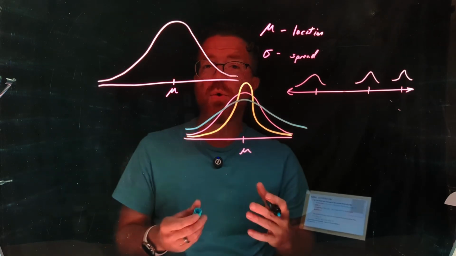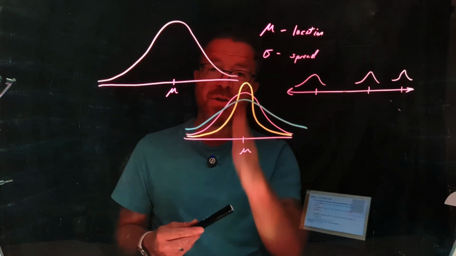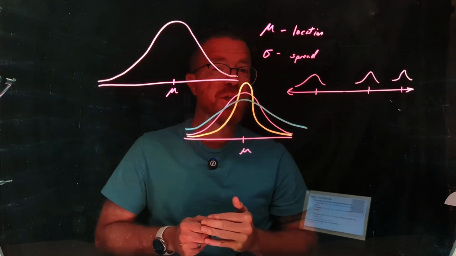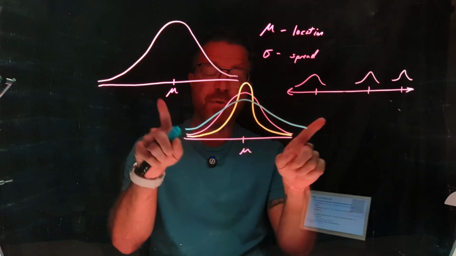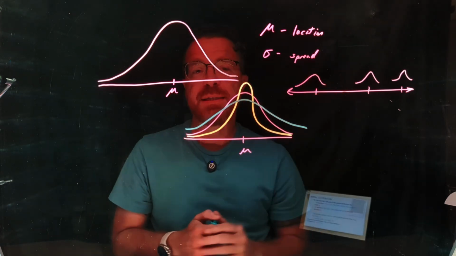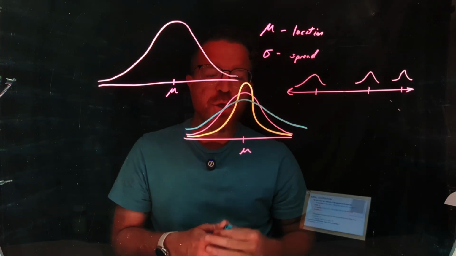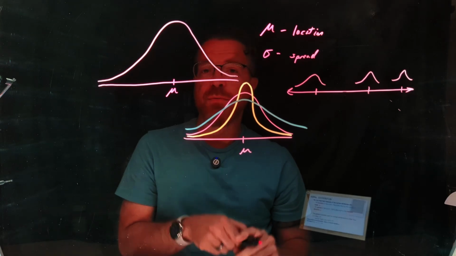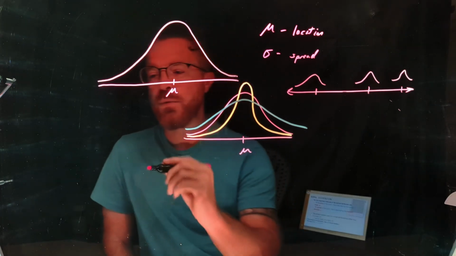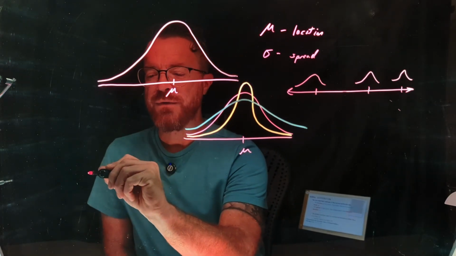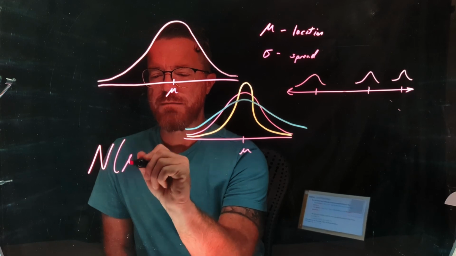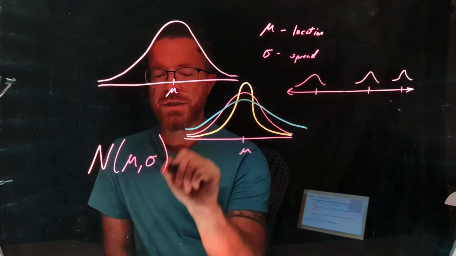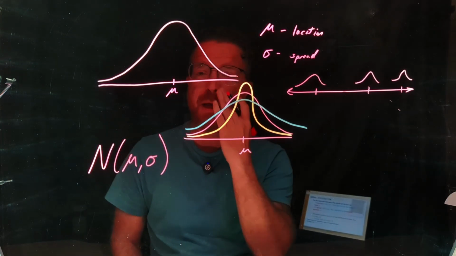All of these would be normal distributions which are centered at this point mu. They're in the same position, but they have different spreads based on this standard deviation. So in general, the way that we're going to refer to a normal distribution is we'll write it like this. Capital N for normal, mu, sigma. So these are the two important pieces of information that we'll need.